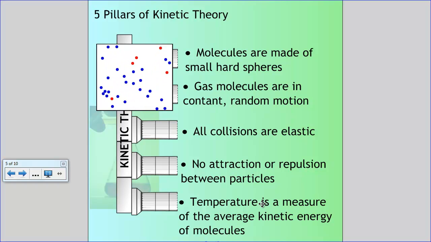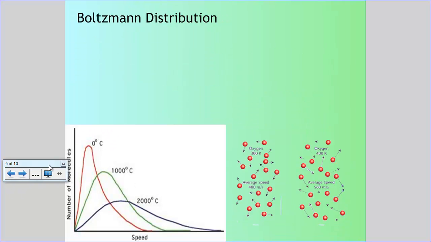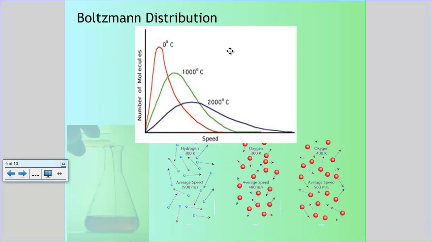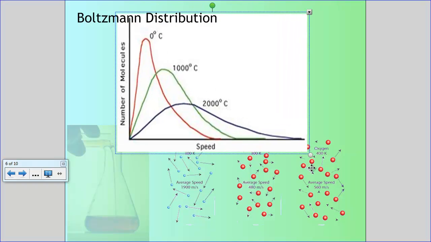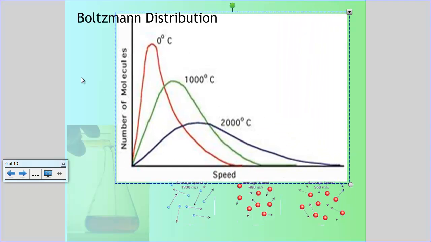And then the last part is that temperature is a measure of the average kinetic energy of the molecules. Okay, we're going to talk a little bit more about what that means. So if we look at this diagram here, this is what is called a Boltzmann distribution. I'm going to bring this up and make it a little bigger so we can key in on it a little bit more.